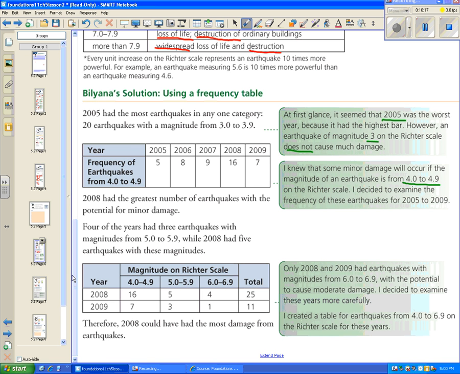So 4 of the years had 3 earthquakes with magnitudes from 5.0 to 5.9, while 2008 had 5 earthquakes with these magnitudes. So she said that only 2008 and 2009 had earthquakes with magnitudes from 6.0 to 6.9, using her table. She decided to examine these years more carefully.